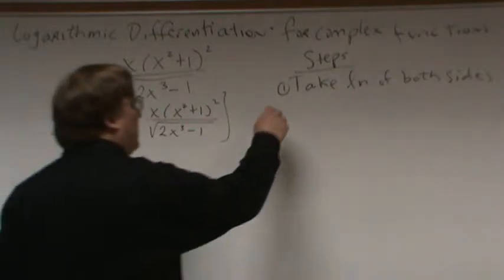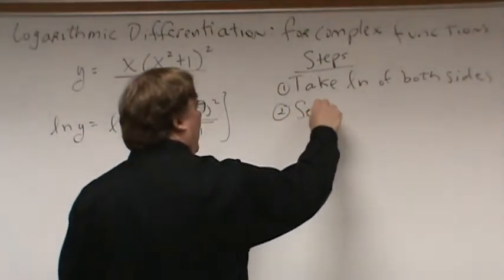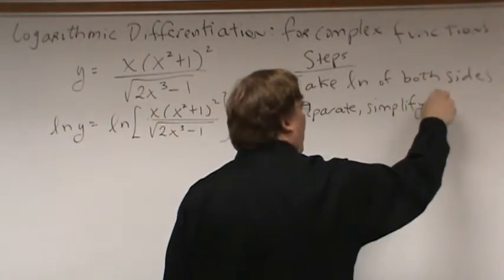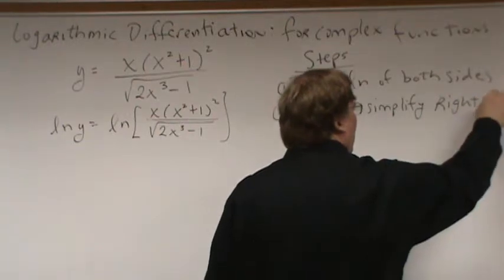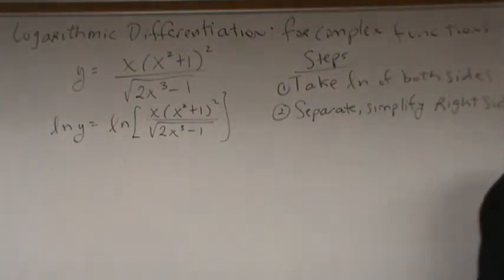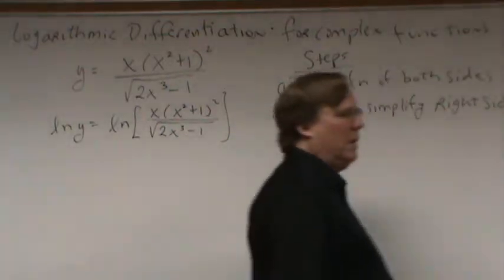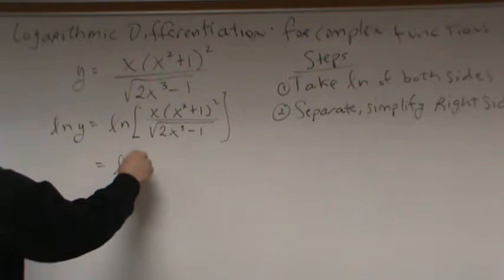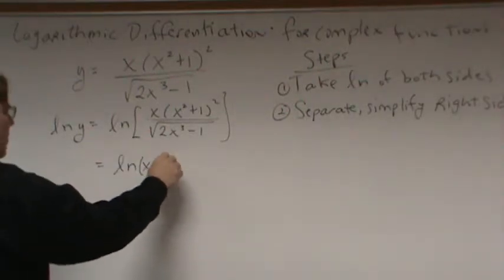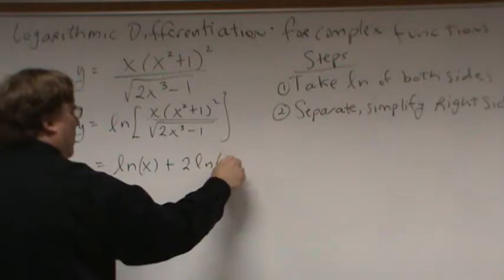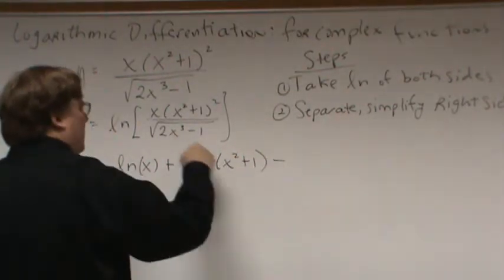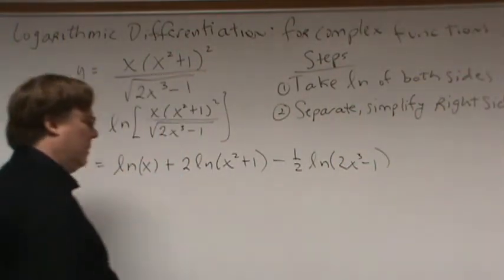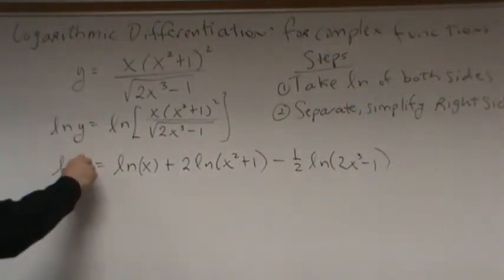And then step 2 is to separate and simplify the right side. That is, do this stuff. And if you don't mind, I'm just going to write it down because we already did it, right? So this becomes log natural of x plus 2 times the log natural of x squared plus 1 minus 1/2 times the log natural of 2x to the 3rd minus 1. And that's equal to the log natural of y.